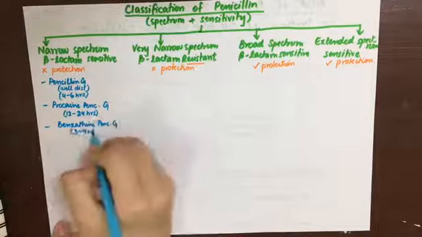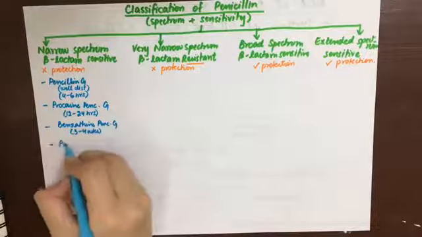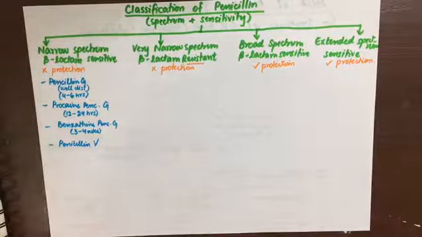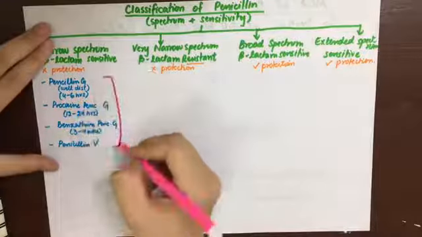Next is procaine penicillin G with a duration of action of 12 to 24 hours. Next is benzathine penicillin G with a duration of action of about 3 to 4 weeks. And lastly, we have penicillin V, also known as phenoxymethylpenicillin.